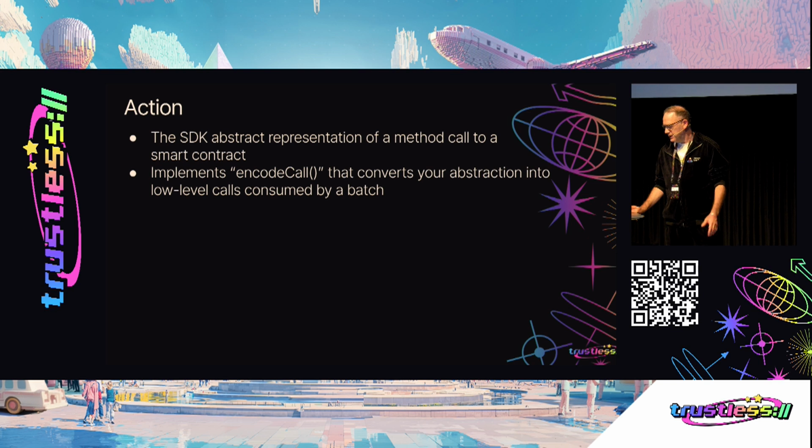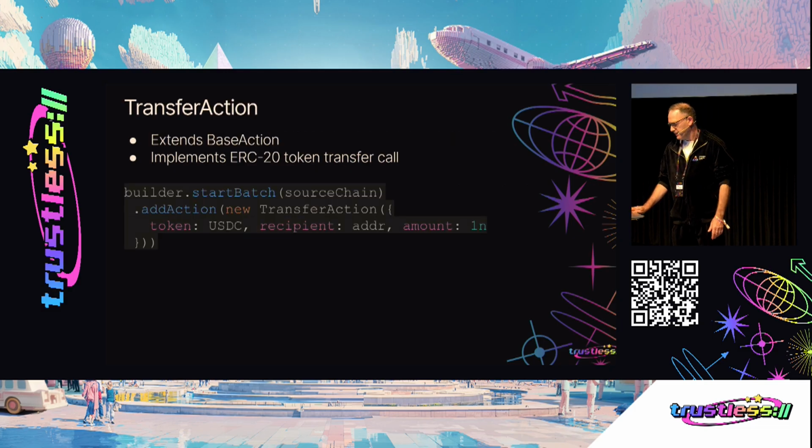Okay, we talked about it. Action is an abstract method call, internally implemented as an encode call. Encode call is very simple for simple functions, but it can be more complex than that. This is a simple action that we showed earlier. It's a transfer action. It usually gets a token and a recipient, usually an address, which again can be another multi-chain entity, using the addresses on this specific chain.